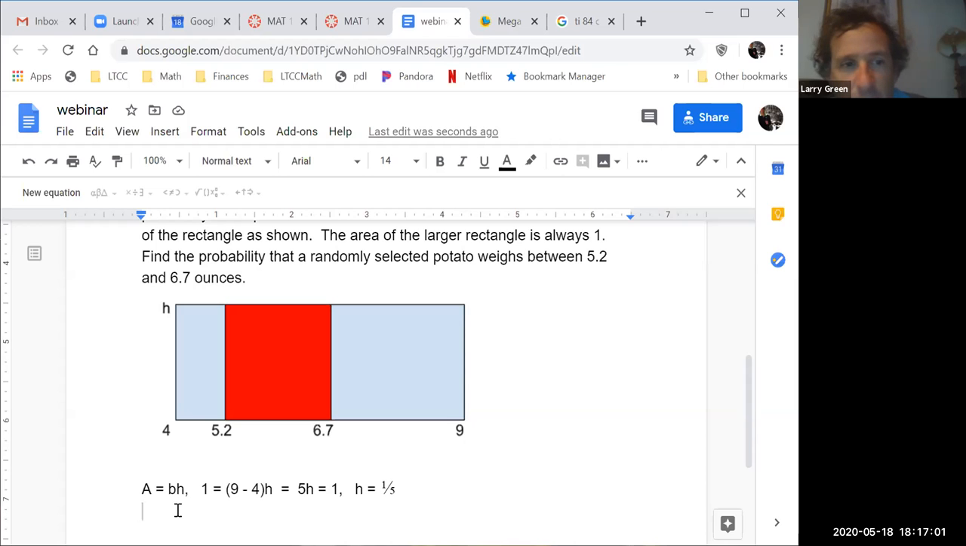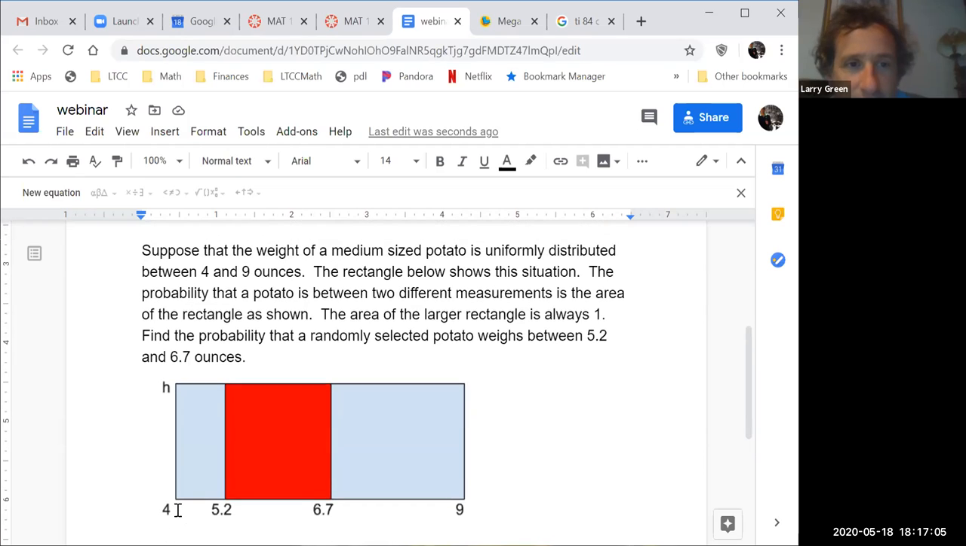Okay, now we're ready to answer the question, which is: what is the probability that a randomly selected potato weighs between 5.2 and 6.7 ounces? And what it says a little earlier is that the probability is the area of the smaller rectangle.